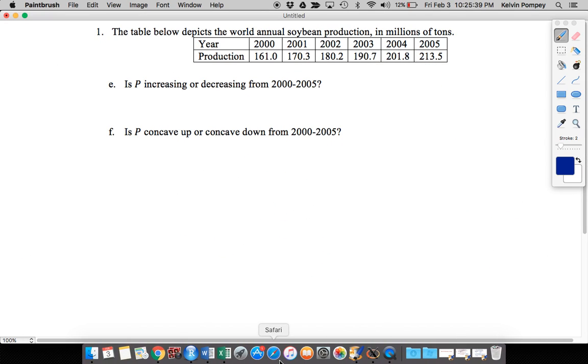Parts E and F tell us to analyze this table looking at increasing and decreasing, or just the rate of change, and also the concavity, which is the rate of change of the rate of change, right? And so if I look at my table, in order for me to tell whether it's increasing or decreasing, all I have to do is look and see whether the output values or the Y values are getting bigger or getting smaller, right? When I go from one to the next in consecutive order, they are getting bigger, so I'm going to say that is increasing. Just look at the table and see if it's getting bigger. If it is, it's increasing.